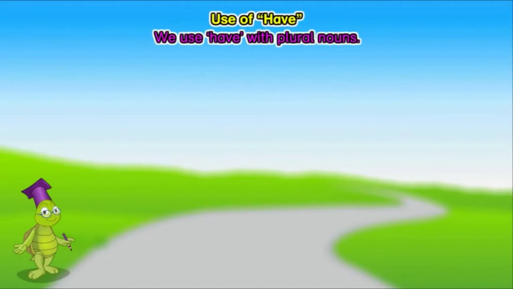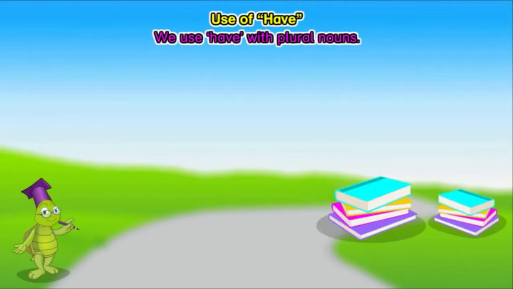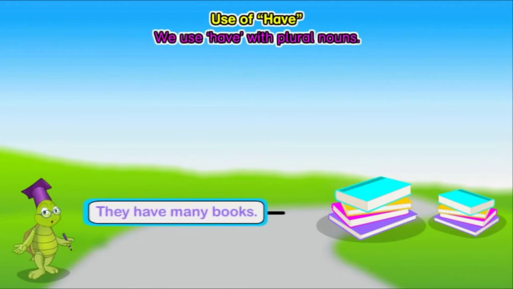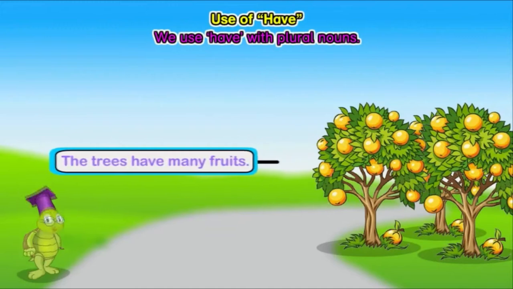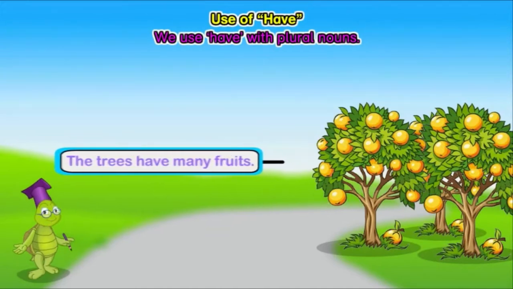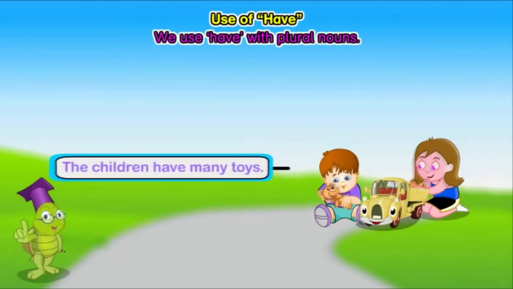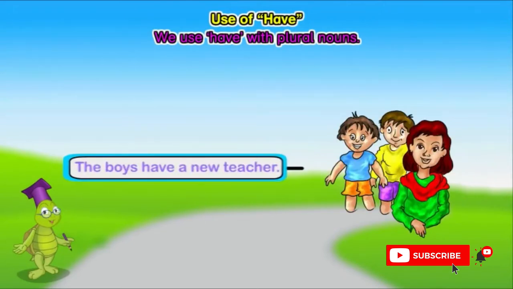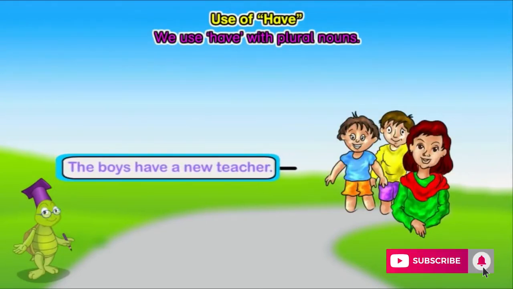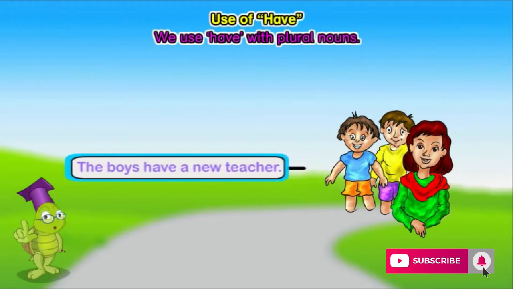Use of have. We use have with plural nouns. They have many books. The trees have many fruits. The children have many toys. The boys have a new teacher.